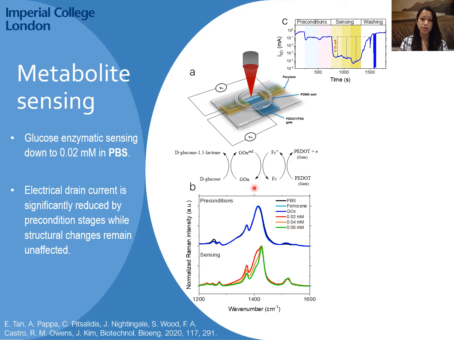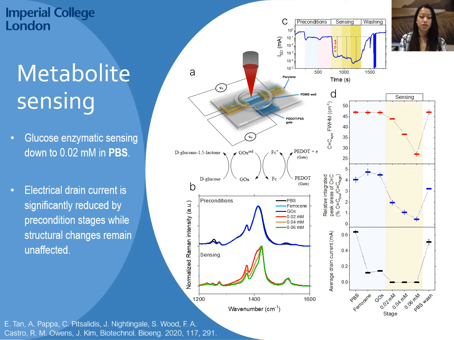And upon glucose addition and completion of this electron transfer cycle, the gate electrode efficiency increases, which decreases the current even further, and this also dedopes the PEDOT PSS, so we see that in the spectral changes.